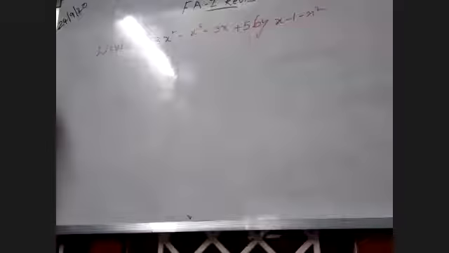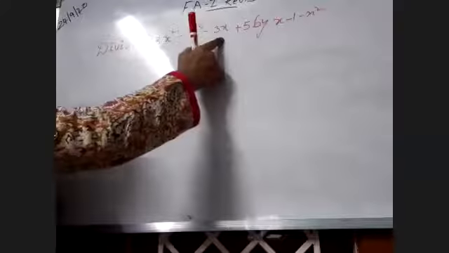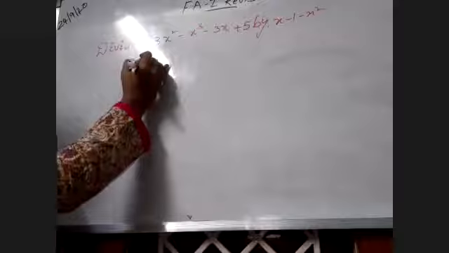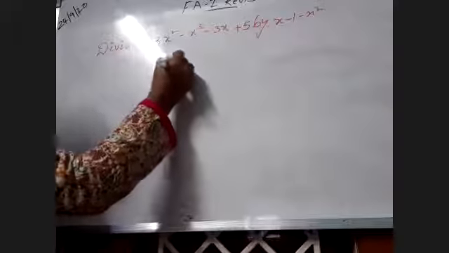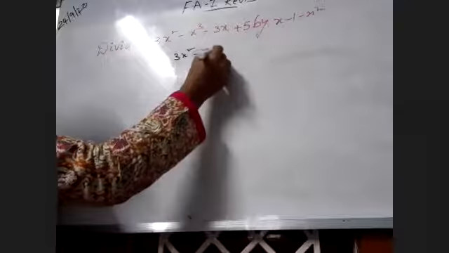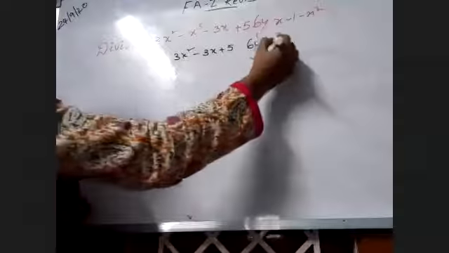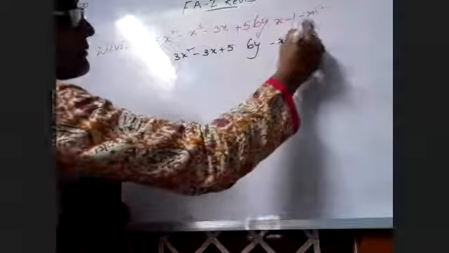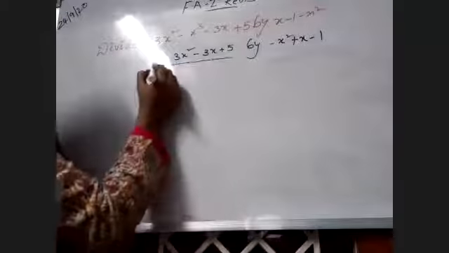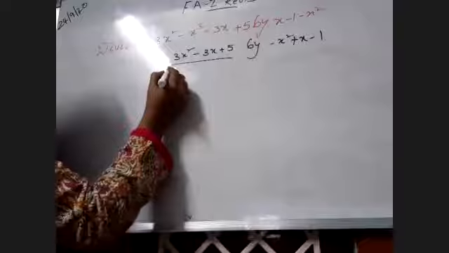So here the terms are interchanged. First we have to check the proper way. Here first is x square, next x cube minus x. So when you are writing, first minus x cube plus 3x square minus 3x plus 5, divided by minus x square plus x minus 1. So all these terms become the dividend.